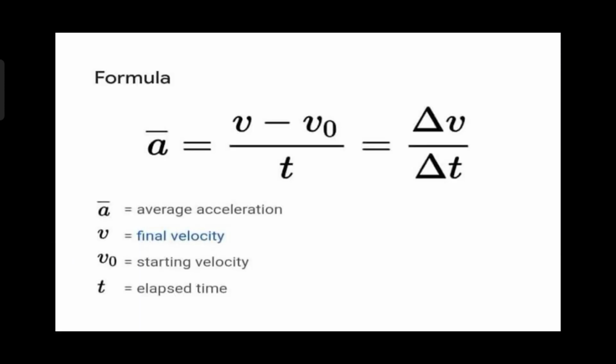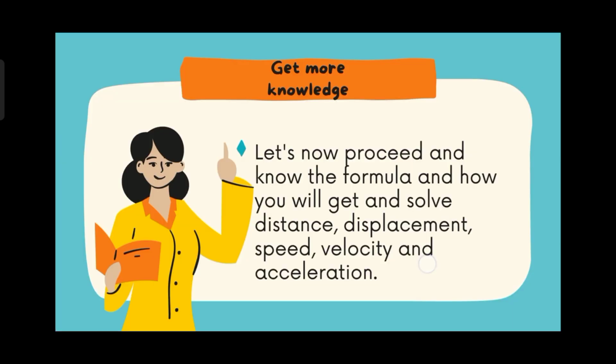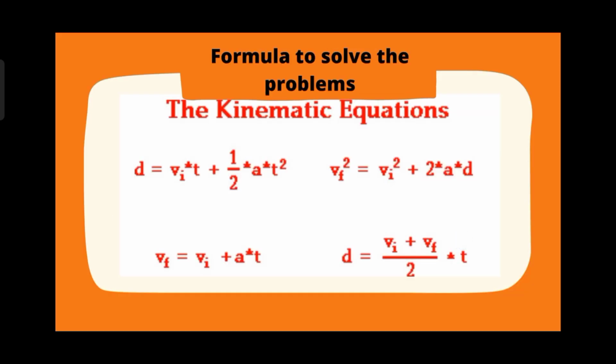This is the formula and how you will get the acceleration. Average acceleration is equal to final velocity minus starting velocity over time, equal to delta velocity over delta time. Let's move on. Let's now proceed and know the formula and how you will get and solve distance, displacement, speed, velocity, and acceleration. And these are the formulas to solve the problems.